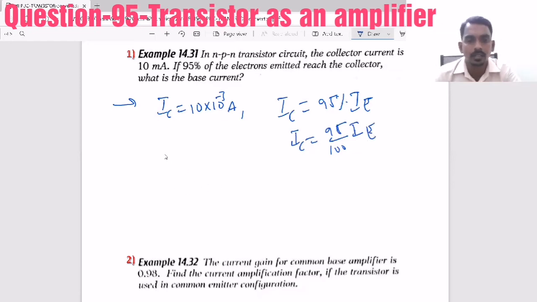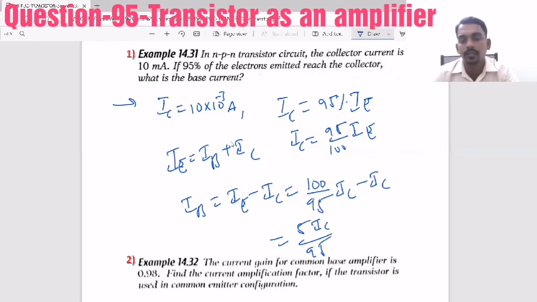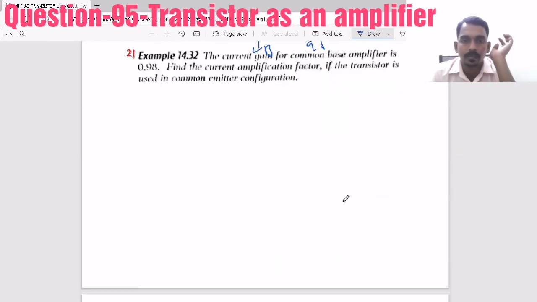Then what is the base current? Now they are asking for base current. IE equals IB plus IC. So base current IB equals IE minus IC, where IE is 100 by 95 IC, minus IC. So that is 5 IC by 95, and IC value they have given. If you substitute and calculate, you will get the IB base current value. This way they can ask questions based on IE equal to IB plus IC always.